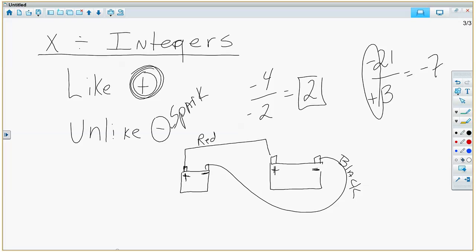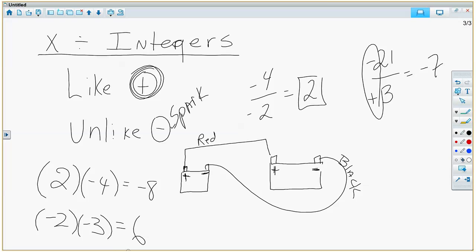So you can do it with multiplication. 2 times negative 4 is what? You have a positive and a negative, so you got a negative 8. Negative 2 times negative 3 is what? Positive 6. You got like signs. Like means positive.